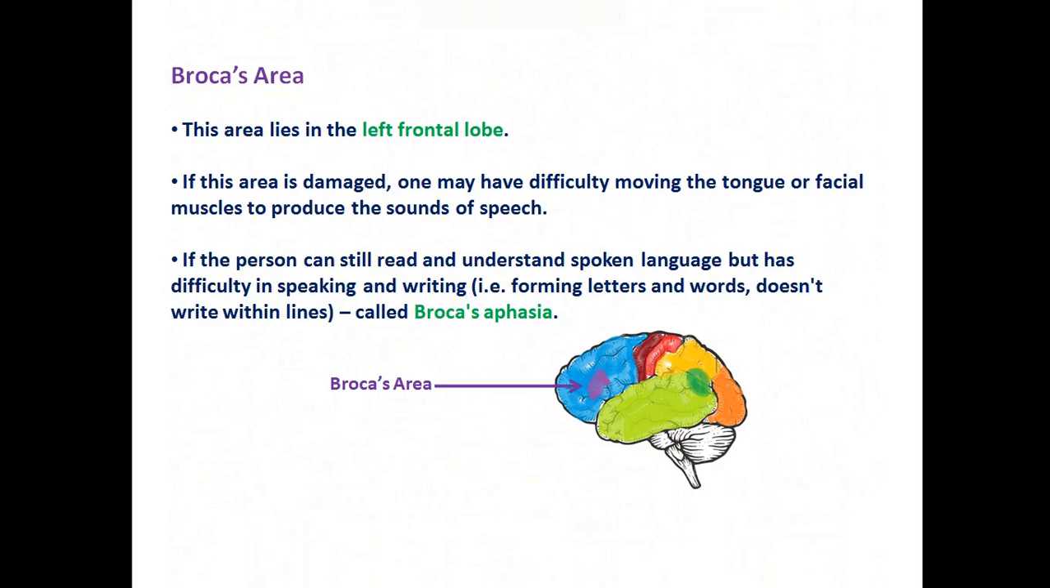Alright, now I guess it is a good time to study Broca's area. This area lies in the left frontal lobe. If this area is damaged, one may have difficulty moving the tongue or facial muscles to produce the sounds of speech. If the person can still read and understand spoken language, but has difficulty in speaking and writing, it is called Broca's aphasia.